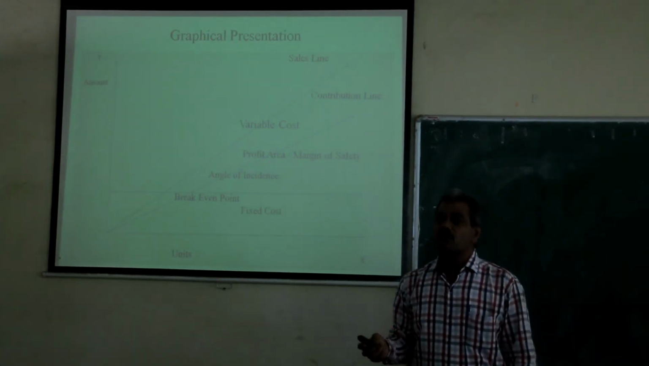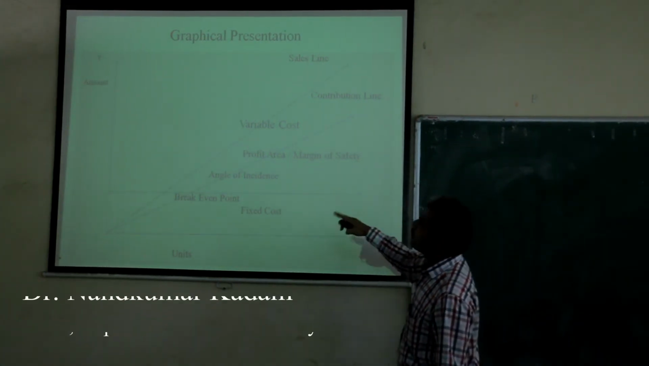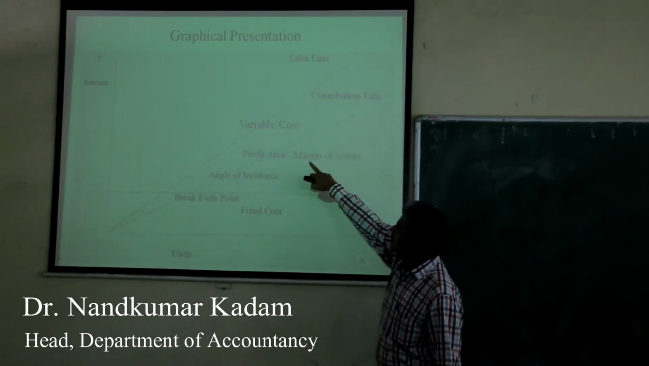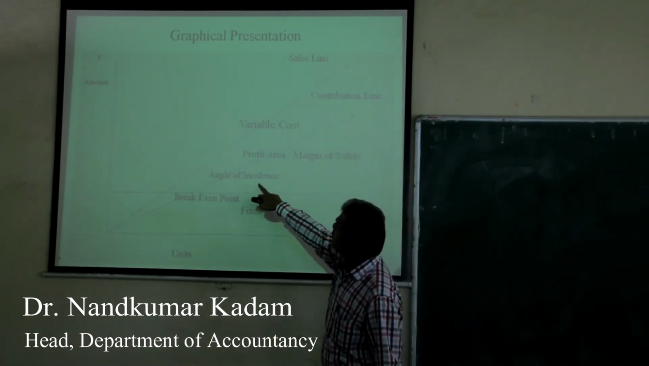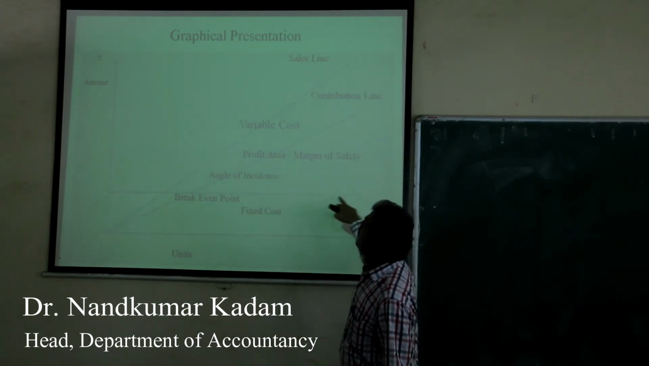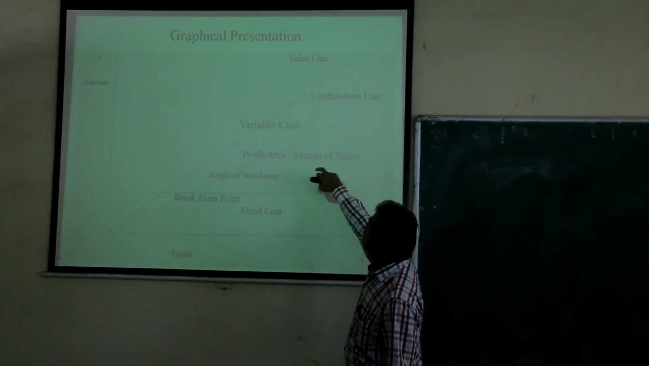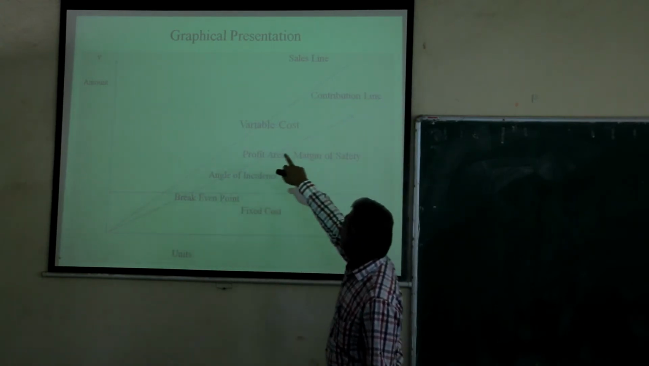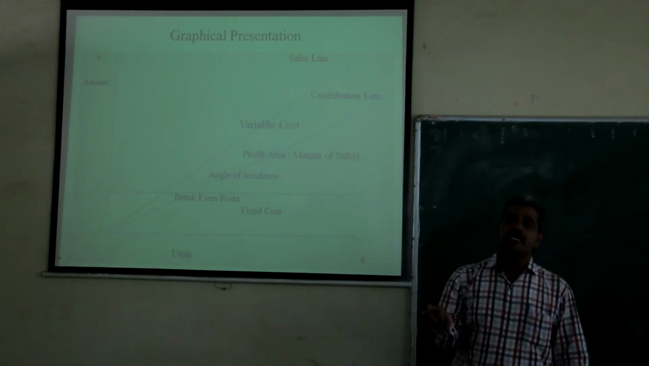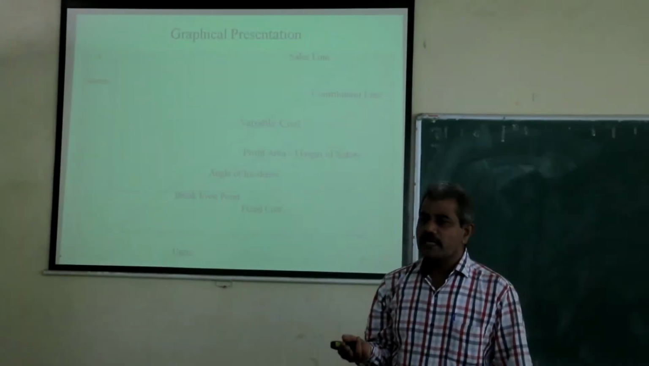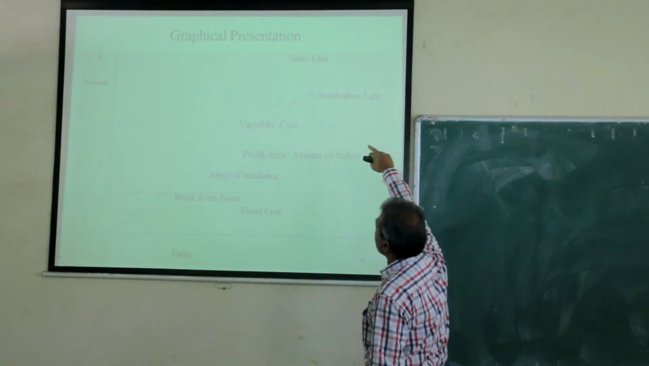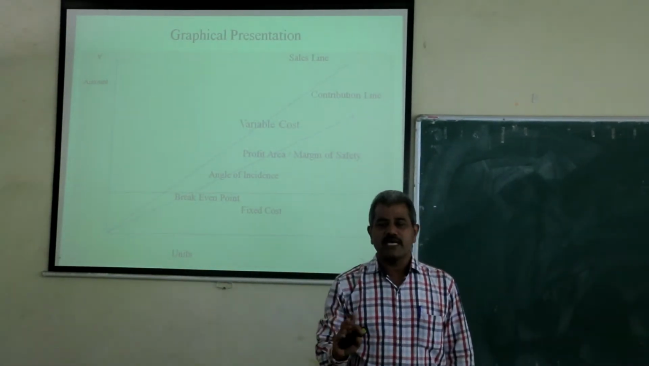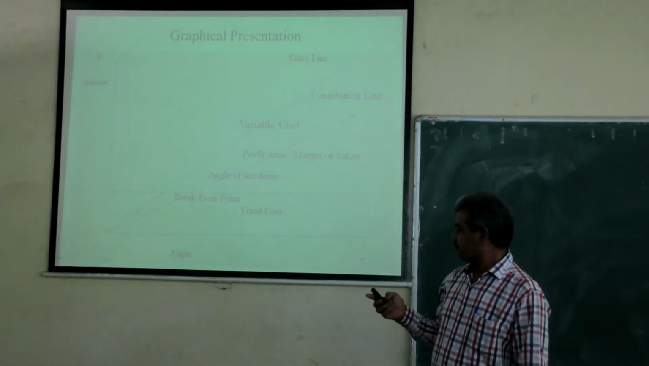The next method is contribution line. Here instead of drawing total cost line, contribution line is drawn. And the area between the contribution line and the fixed cost line, this is the profit area. This is the profit and this is the loss area. So instead of drawing sales line and total cost line, here we will draw sales line and contribution line. All other items are same.